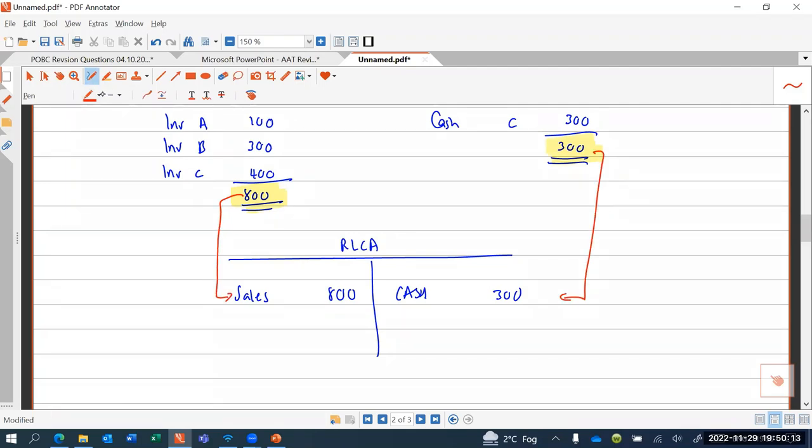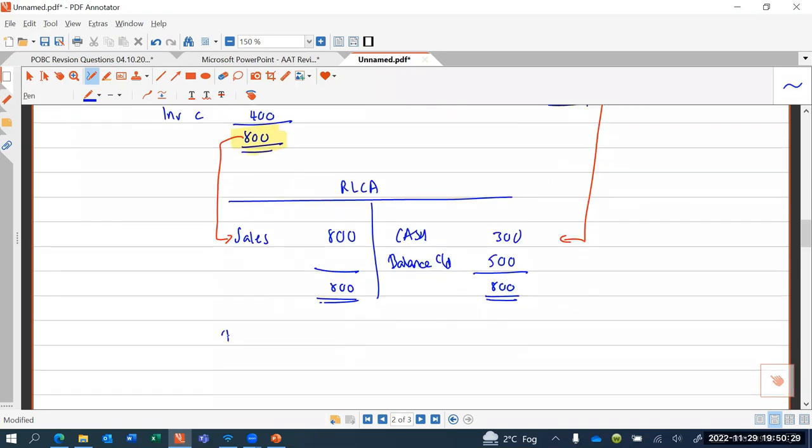So I can see quite clearly at that point that I have got a balance carried down of £500. 800 is the total, the biggest total. Got a balance brought down of 500. We've practiced balancing these things off now. So that's just another example. £500 owing to me from my customers.